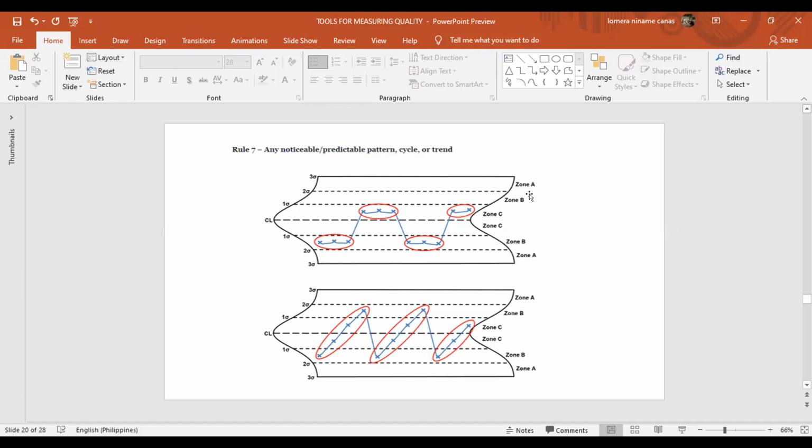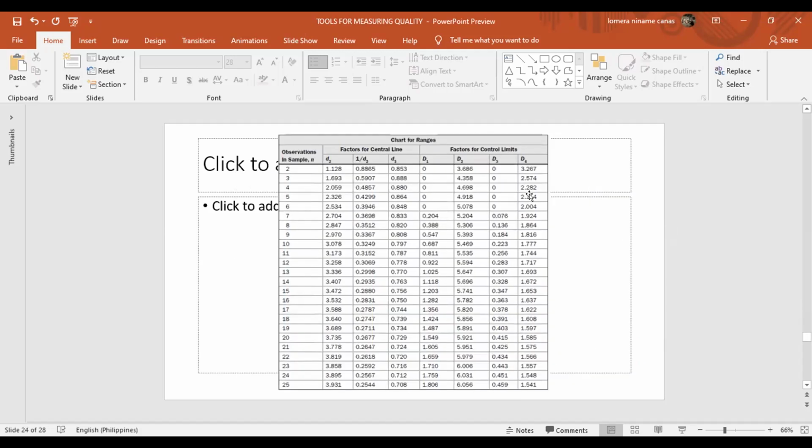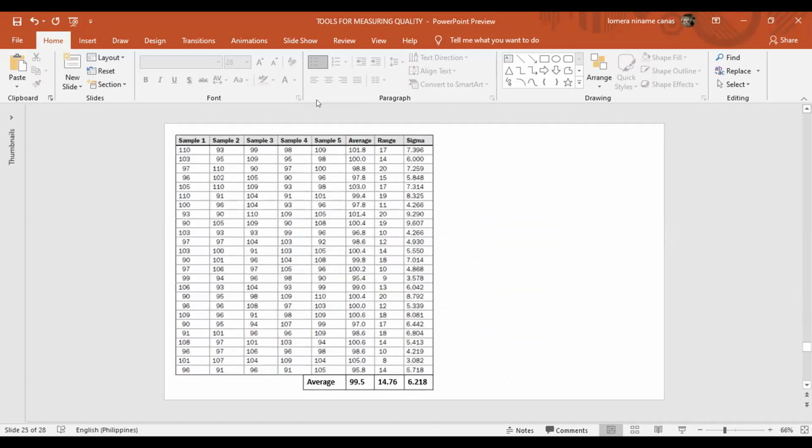So let's apply the formula and see how to interpret the data in a given problem. Okay. So here is the control chart table. This will be our guide as to the factors of control limits. For example, if we have a sample size or subgroup of 4, these are the values to be used. So let's try to compute. The table is clear.